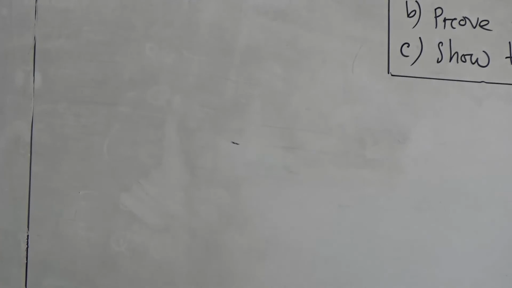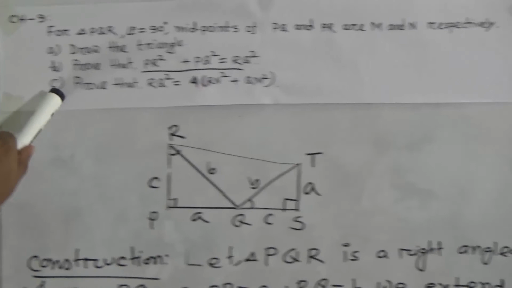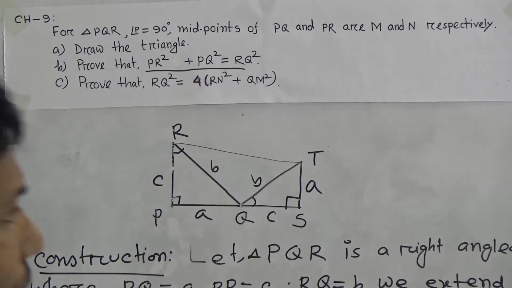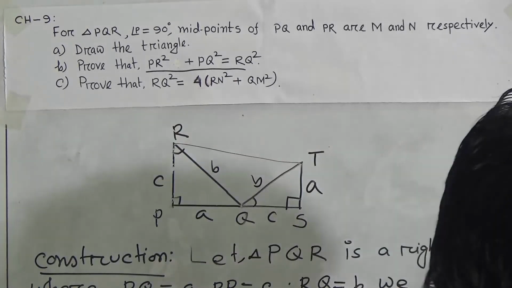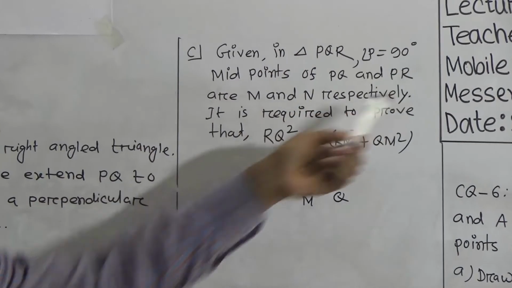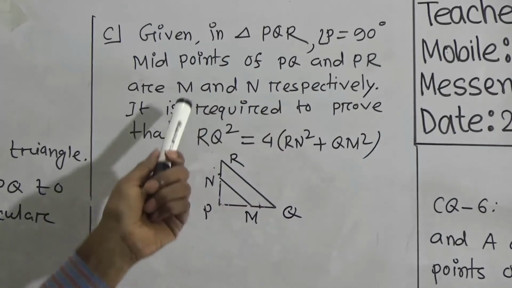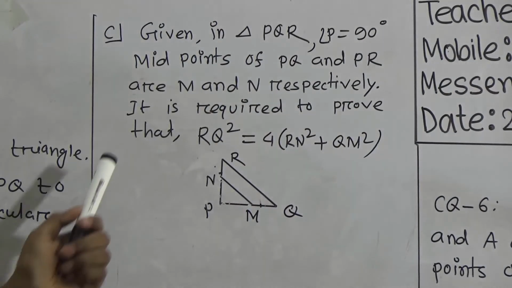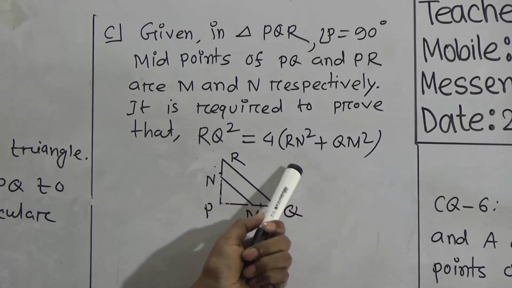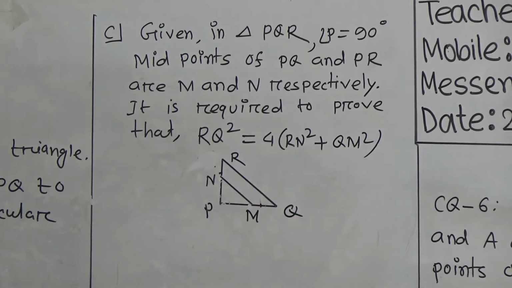Now I will prove question number C. You notice the question number C. Prove that RQ square equal to 4RN square plus QM square. Look, this is given in triangle PQR, P equal to 90 degree, midpoints of PQ and PR are M and N respectively. It is required to prove that RQ square equal to 4RN square plus QM square. Okay, right, proof.